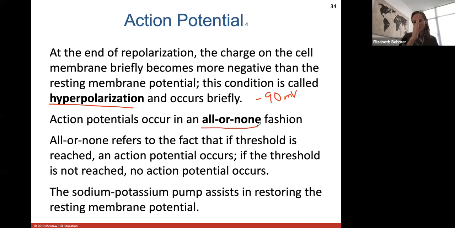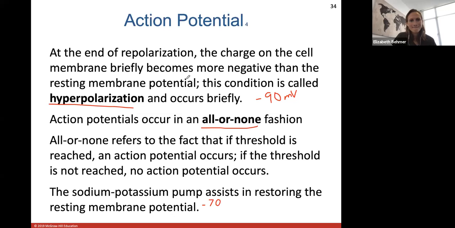And as always, the sodium potassium pump assists in restoring the resting membrane potential. So at hyperpolarization, we might be a little too negative. And this is helpful because then the cell can't be stimulated again right away. So the sodium potassium pump will assist in restoring that resting membrane potential back to negative 70.